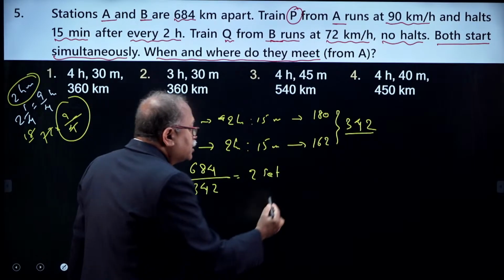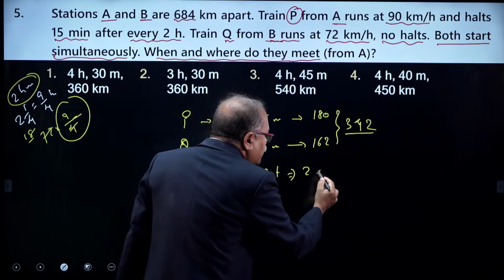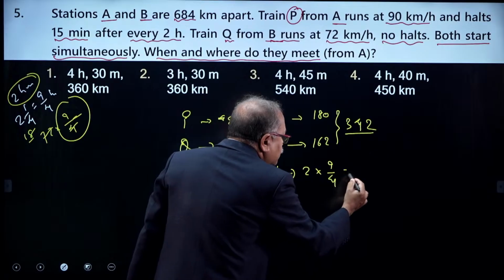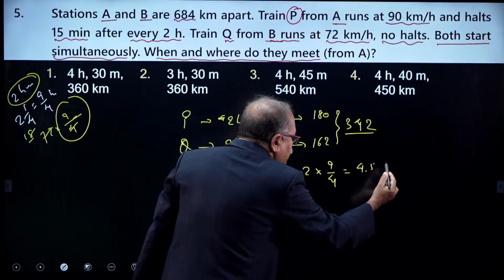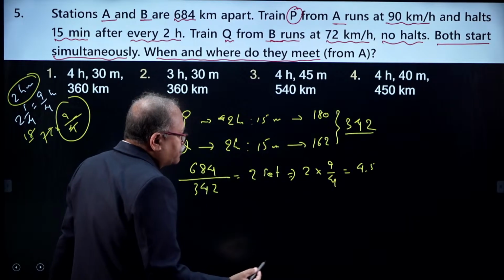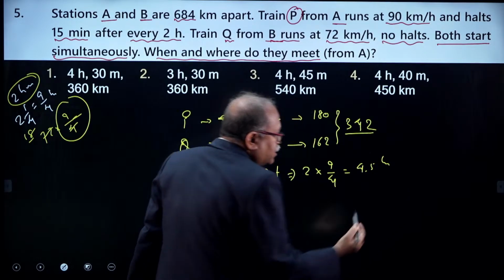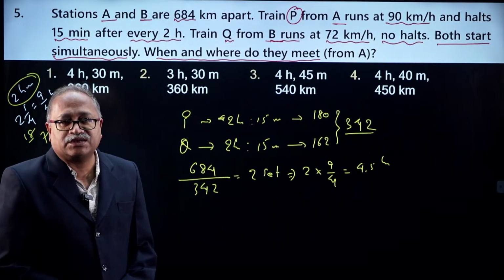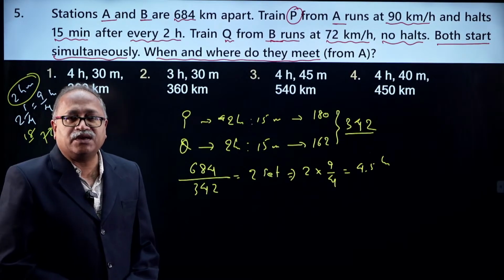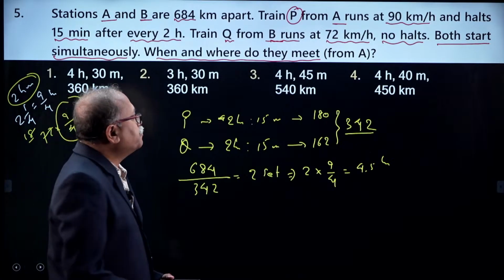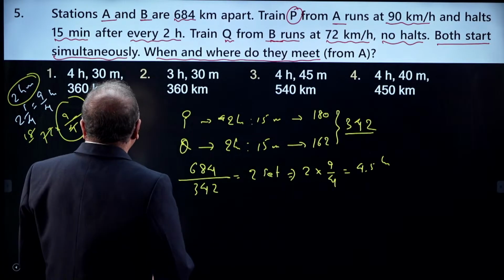So what is the total time? The total time will be 2 into 9 by 4, which is nothing but 4.5. It takes 4.5 hours. In other words, 4 hours 30 minutes. Right, my dear friends. So the time of meeting is 4 hours 30 minutes.